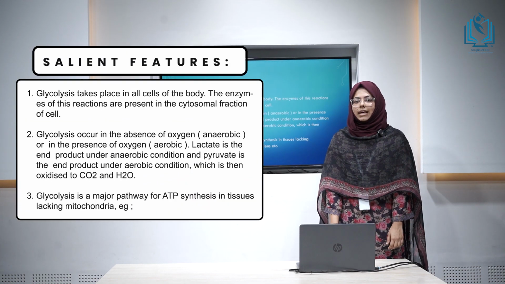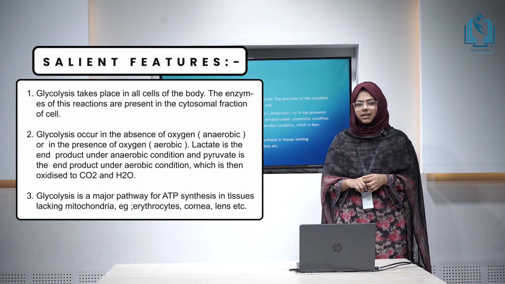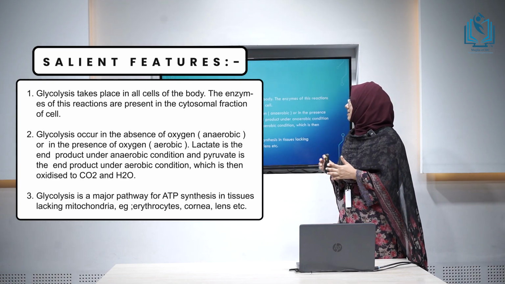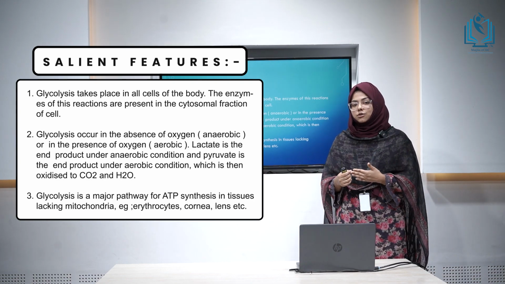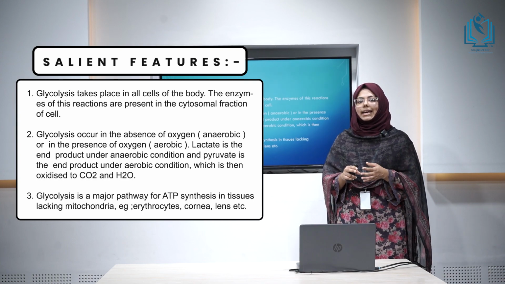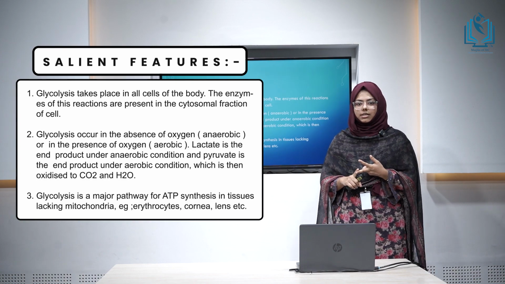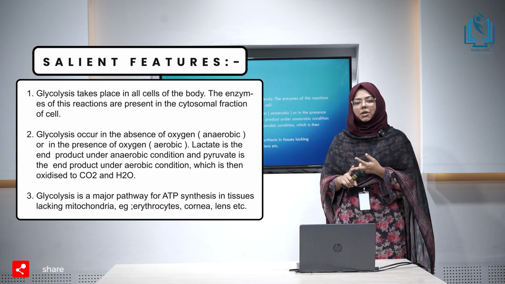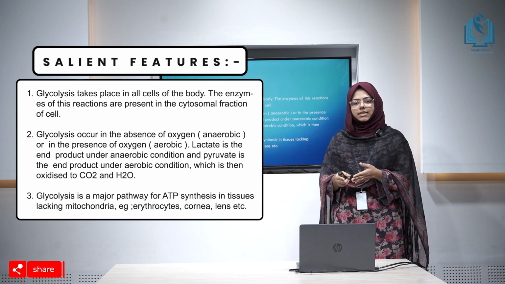Salient features of glycolysis. There are 7 salient features in glycolysis. First, glycolysis takes place in all the cells of the body because the enzymes of this reaction are present in the cytosolic fraction of the cell, and every cell has cytosol. Second, glycolysis takes place in two ways, in aerobic condition and anaerobic condition. In anaerobic condition, lactate is the end product, while in aerobic condition, pyruvate is the end product, which is then oxidized to carbon dioxide and water.